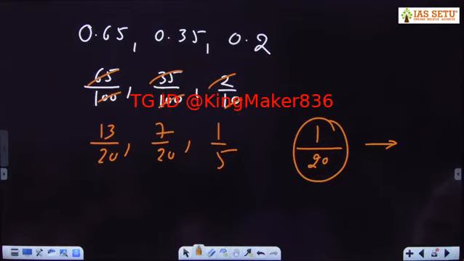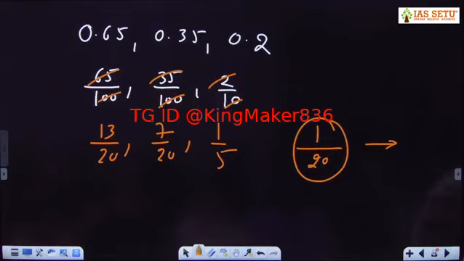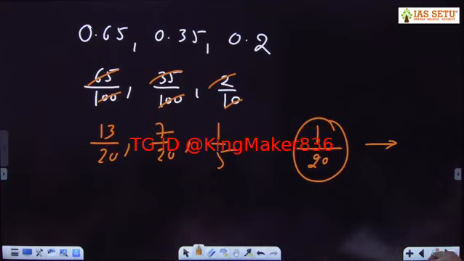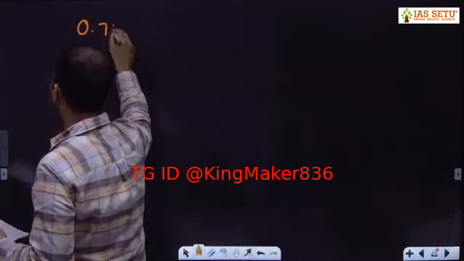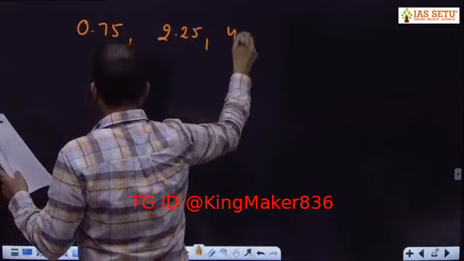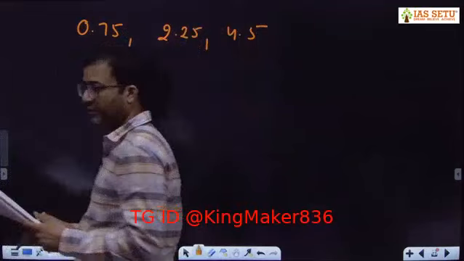LCM of 20, 5 will be 20. Now you try. Find HCF of 0.75, 2.25, 4.5.